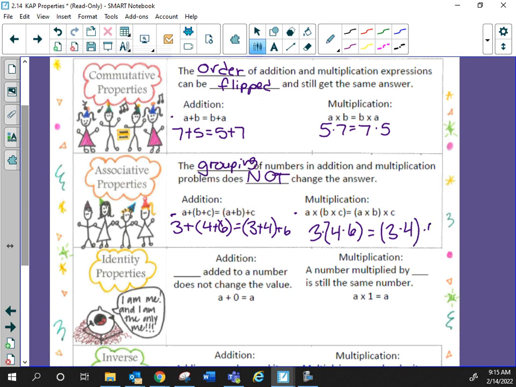Okay, using those same numbers but changing the operations, again, I would get the same thing. Okay, if y'all want to actually check it, you can solve it out, but I'm just going to keep going for the sake of going on.